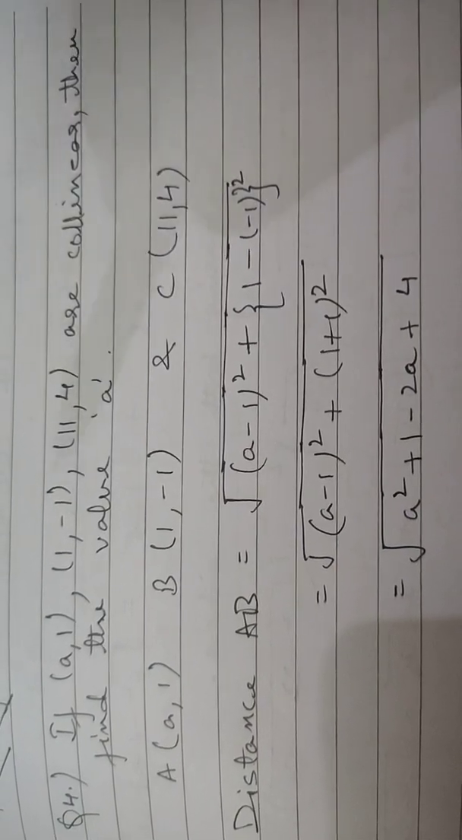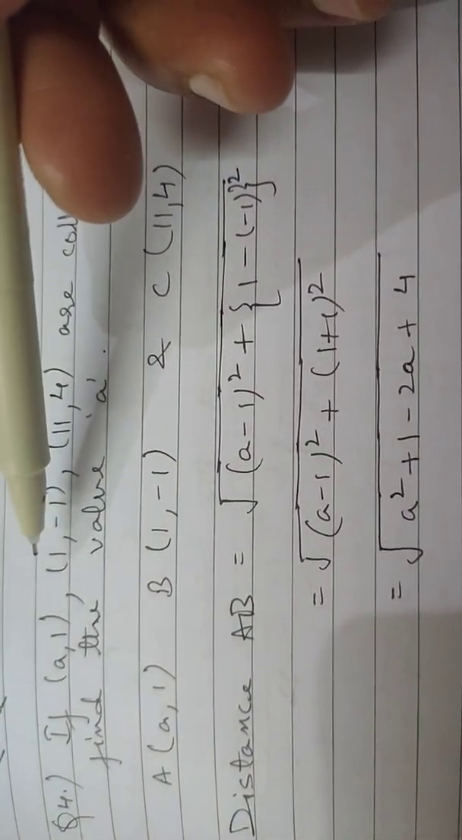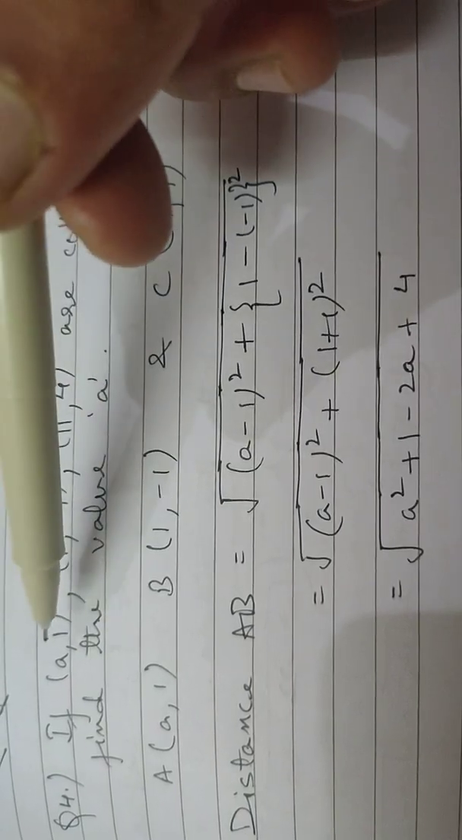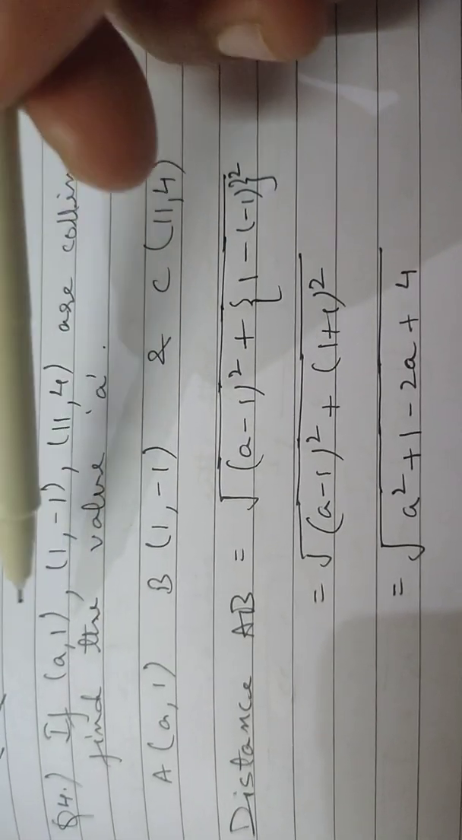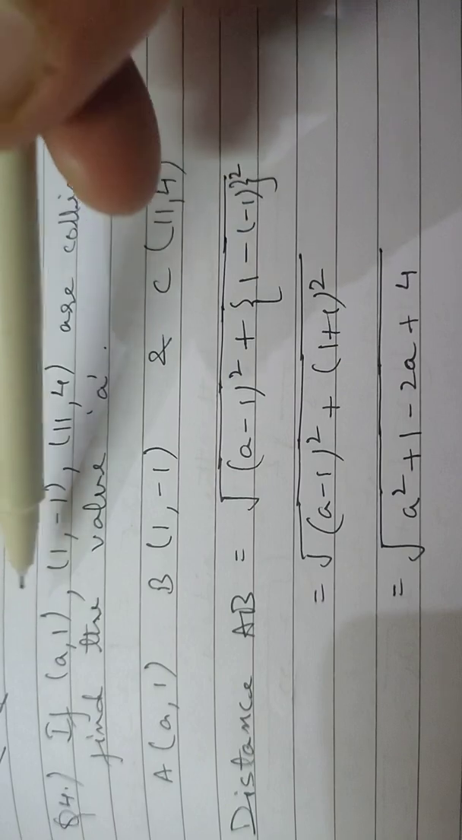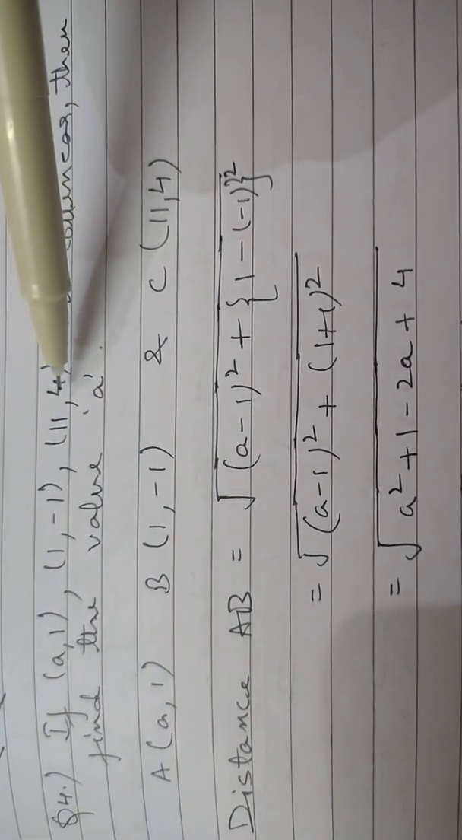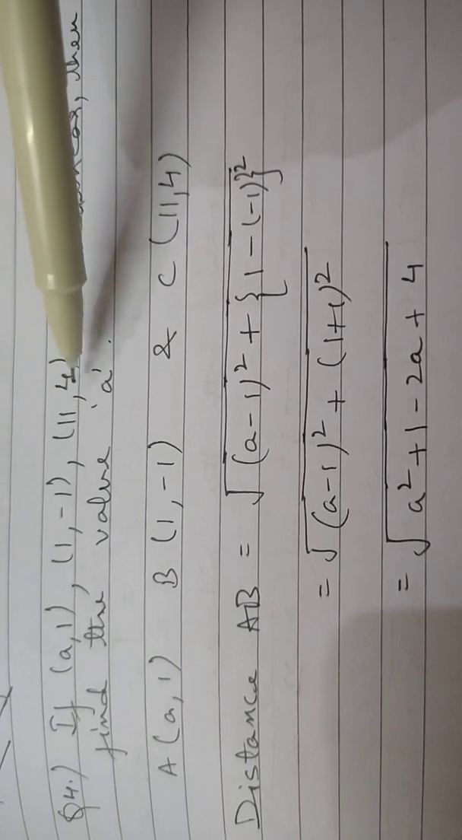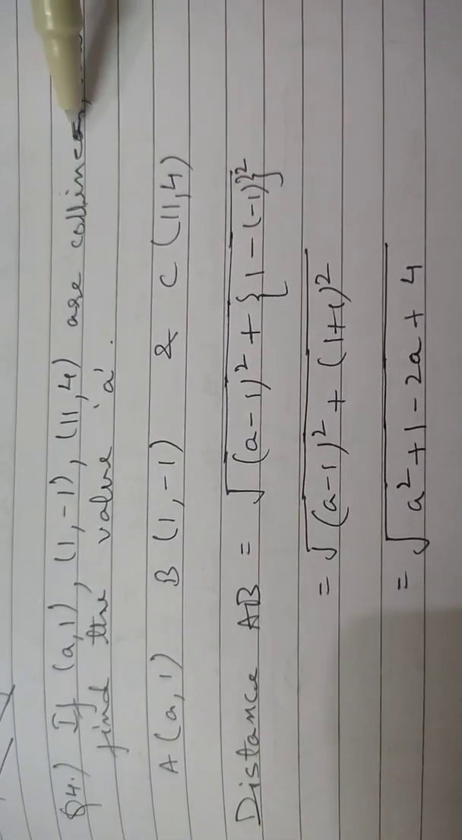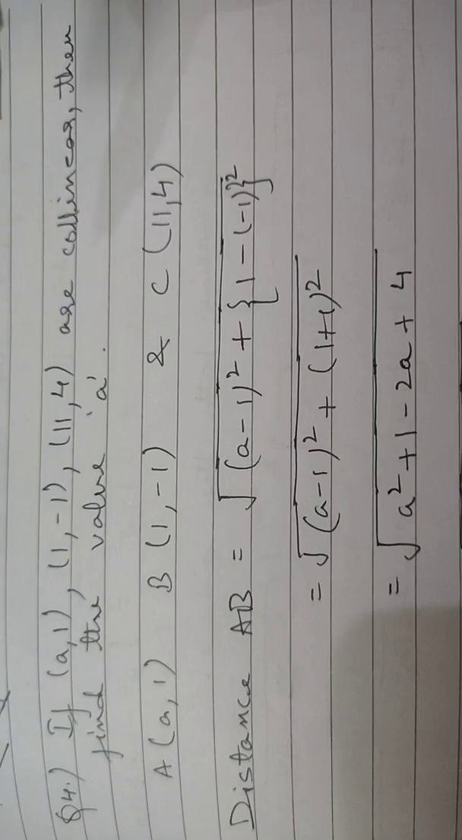Students, in this question, as you can see, three coordinates are already given to us. The question says that if (a, 1) is the coordinate of the first point, then (1, -1) is the coordinate of the second point, and the third point (11, 4) are collinear. That means these 3 points are lying on a straight line.